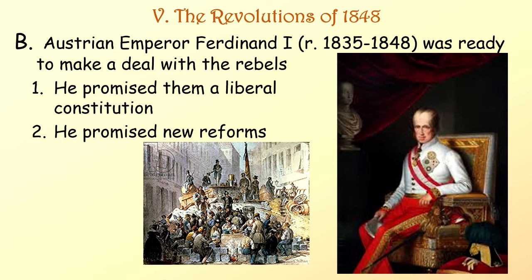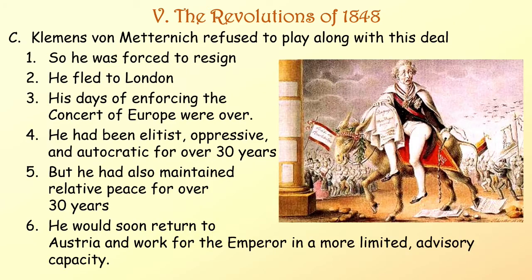Austrian Emperor Ferdinand I, who ruled from 1835 to 1848, was ready to make a deal with these rebels. He promised them a liberal constitution, and he promised new reforms. A deal like this was an anathema to Clemens von Metternich, and he refused to play along with it. So he was forced to resign, and he fled to London temporarily.